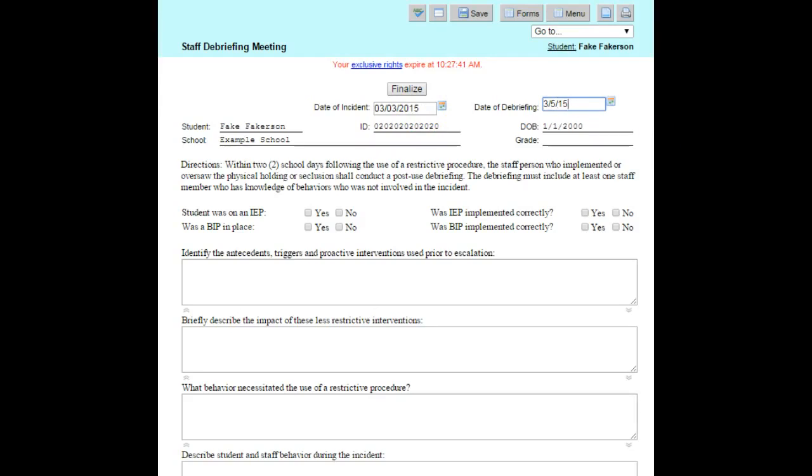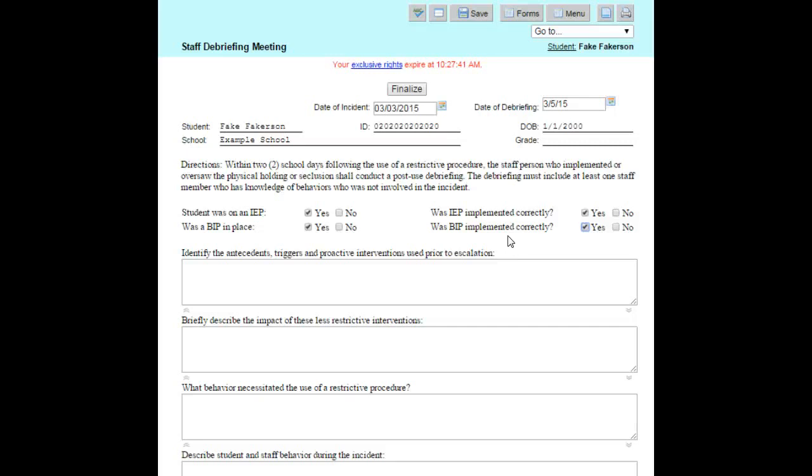Next, you will indicate whether or not the student was on an IEP and if a BIP or BSP was in place. Then, you will indicate whether or not the supports outlined in the IEP and behavior support plan were implemented correctly. As with the use of physical holding form, the debriefing process will need to be completed even if the student is not in special ed. The information recorded here will reflect this.